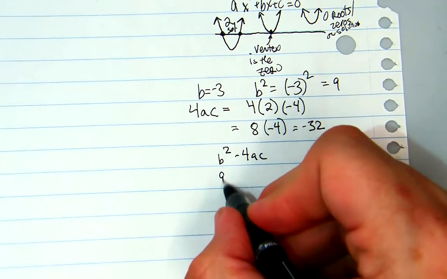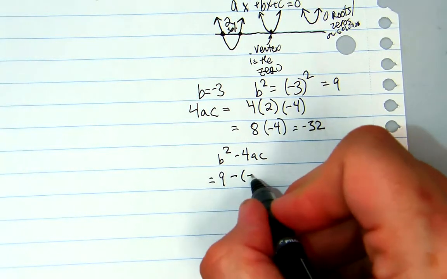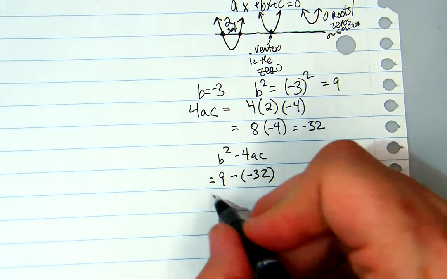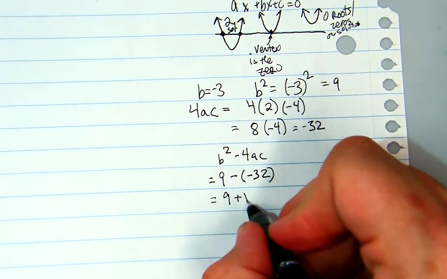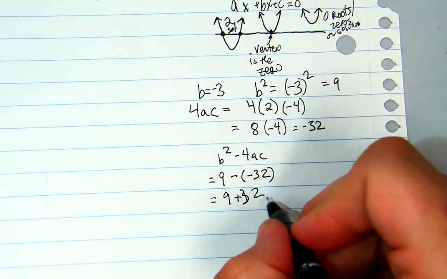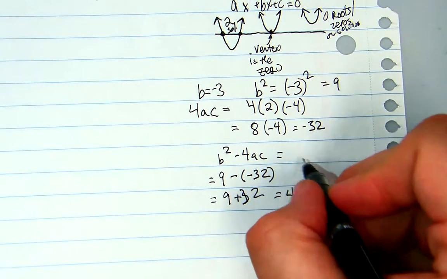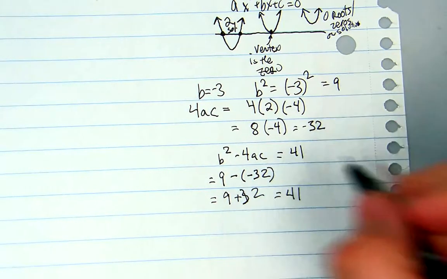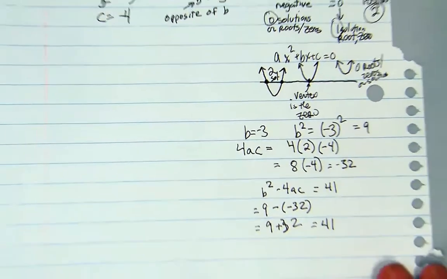Now what we have is we want to do b squared minus 4ac. B squared is 9 minus a negative 32. So if I'm subtracting a negative number, it's going to be 9 plus 32, excuse me on that one, which is 41. So my b squared minus 4ac is 41. So let me zoom that out a little bit.